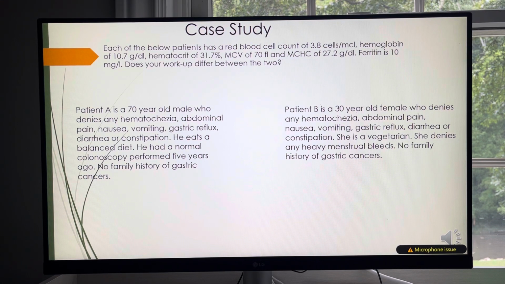Let's jump over to patient A. What do you do for this guy? He's 70 years old. At absolute minimum, he needs a Hemocult or some fecal occult blood test. However, even with a negative Hemocult, 7% of colon cancers can be missed. Because of this guy's age, I would strongly recommend you refer him for an EGD and colonoscopy.